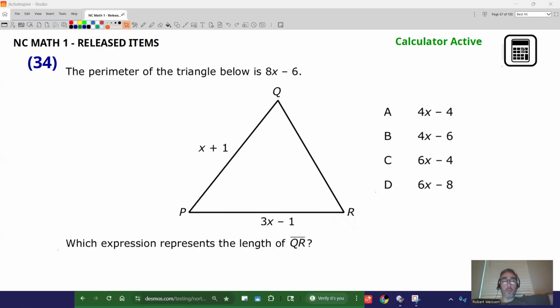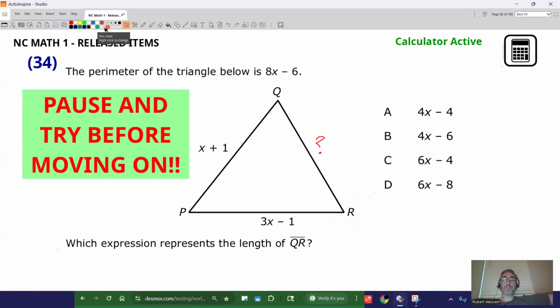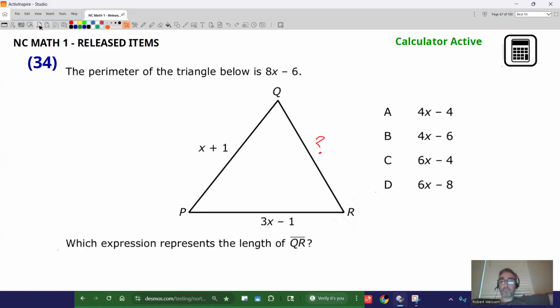Question 34. The perimeter of the triangle below is 8x minus 6, and two sides are given, x plus 1 and 3x minus 1. The question wants to know which represents the length of QR, which is this section right here, and you have four answer choices to figure it out. So see if you know what to do. Try this one on your own. And we are going to go over it in 3, 2, 1.